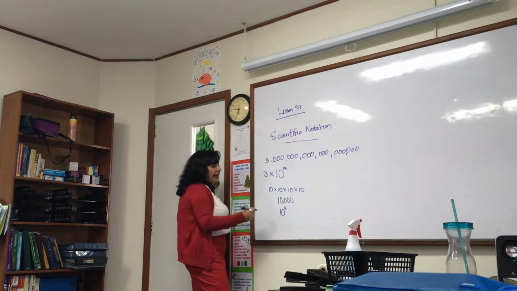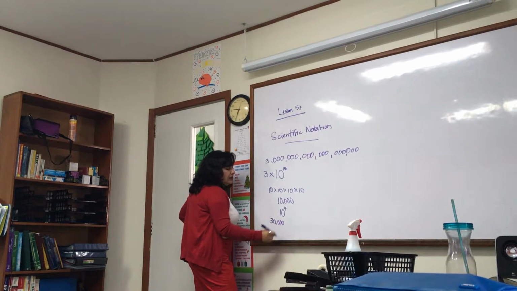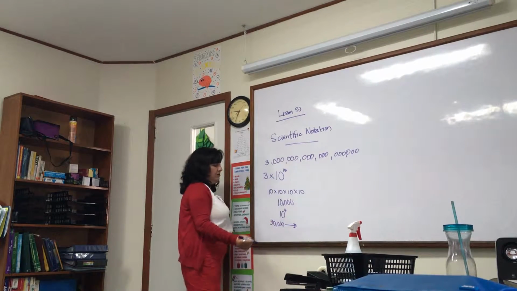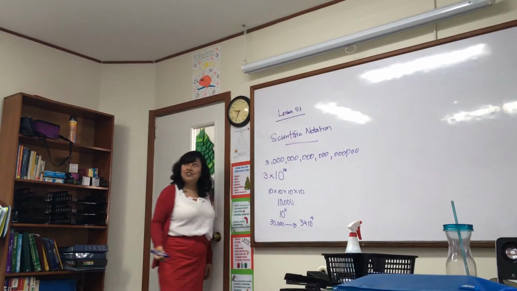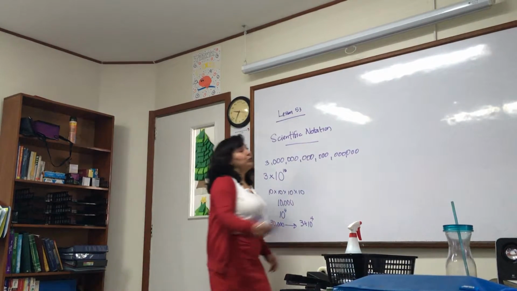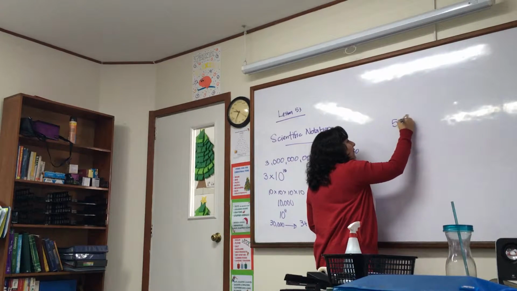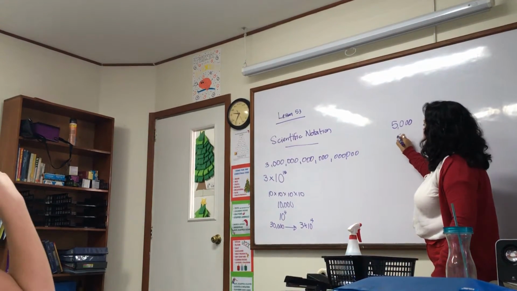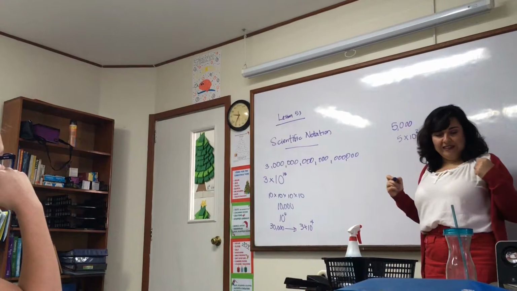So how would I write 30,000 in scientific notation? 3 times 10 to the 4. Very good. I think you get the hang of it. So how would you write 55,000 in scientific notation? 5 times 10. Very good. I know you get the hang of it, right?